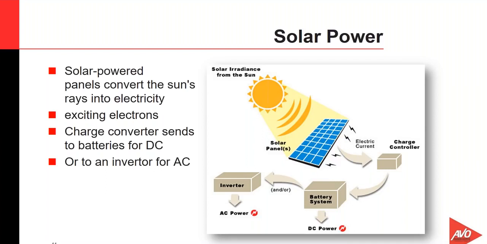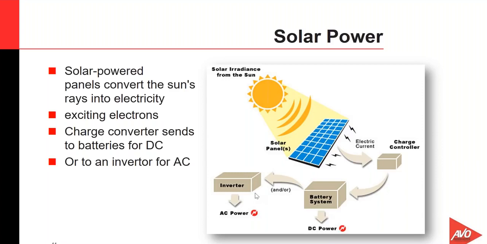Take a look at this example here on this slide. You can clearly see a simple diagram demonstration of how this works. Sun comes into solar panels through a charge controller. The battery system then gets the power, converted to either a DC type system or an AC type system, whatever is needed for the customer out there in the field.